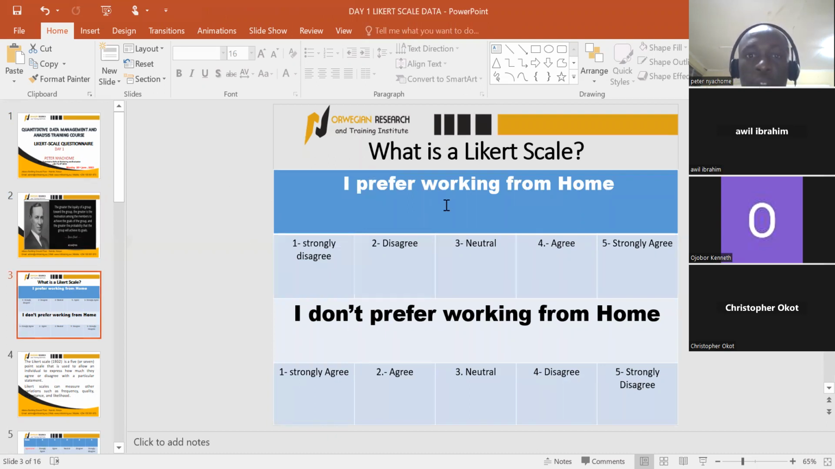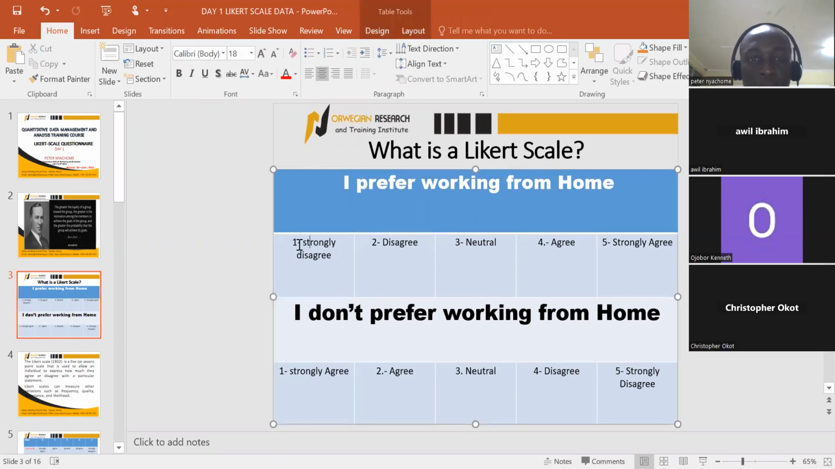Look at, for this instance, you have: I prefer working from home. Perhaps this is the only question that you have given the candidates to fill for you after COVID-19, when most of the companies decided to go and work at home. So now look at this question. I prefer working from home. Okay, 1, strongly disagree. Then 2, disagree. Then 3, neutral. And then 4, agree. And then 5, strongly agree.